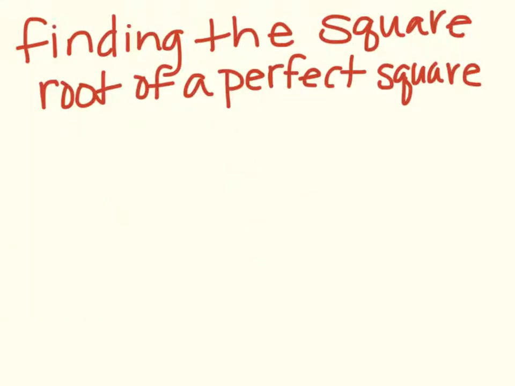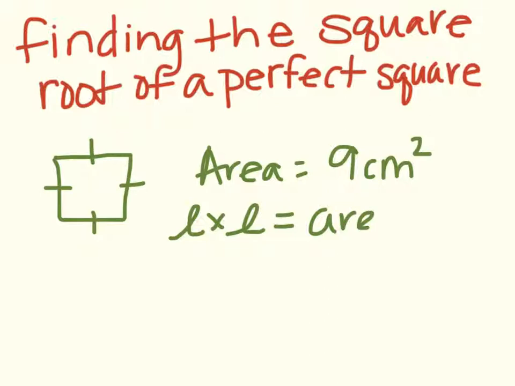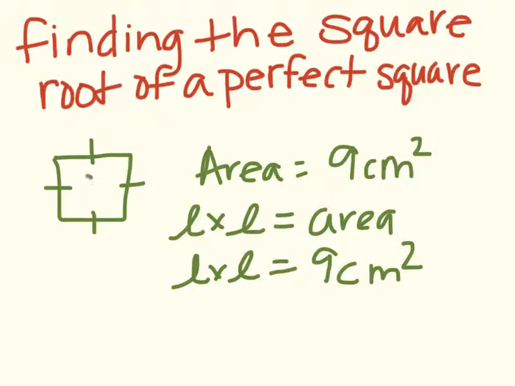Now let's explore finding the square root of a perfect square. We're going to begin with a square. Once again, all of the sides will be equal length. And we know that the area of our square is equal to 9 centimeters squared. Okay, so what do we know about the area of a square? We know that length times length equals our area, correct? So in this case, we know that our length times our length is equal to 9, correct? Because we know that the area of our square is 9 centimeters squared.